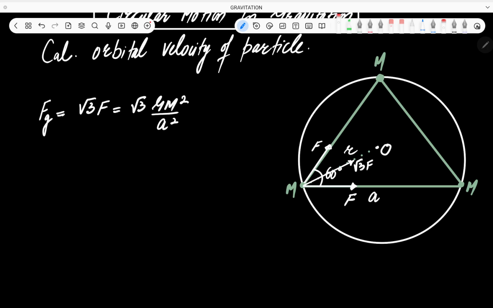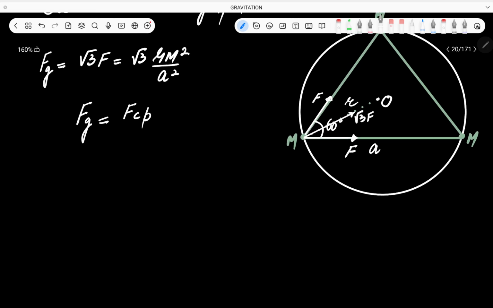Okay, the distance between this particle and this particle is equal to a, or this particle and this particle is also equal to a, where a is the side of the square. Okay, now next what I am going to do is write down the equation: this gravitational force will provide me what? It will provide me centripetal force.